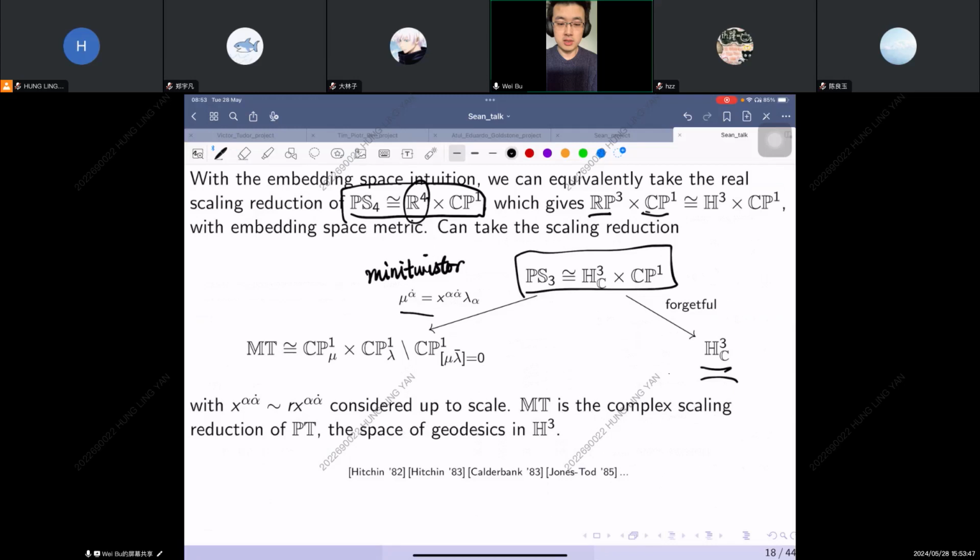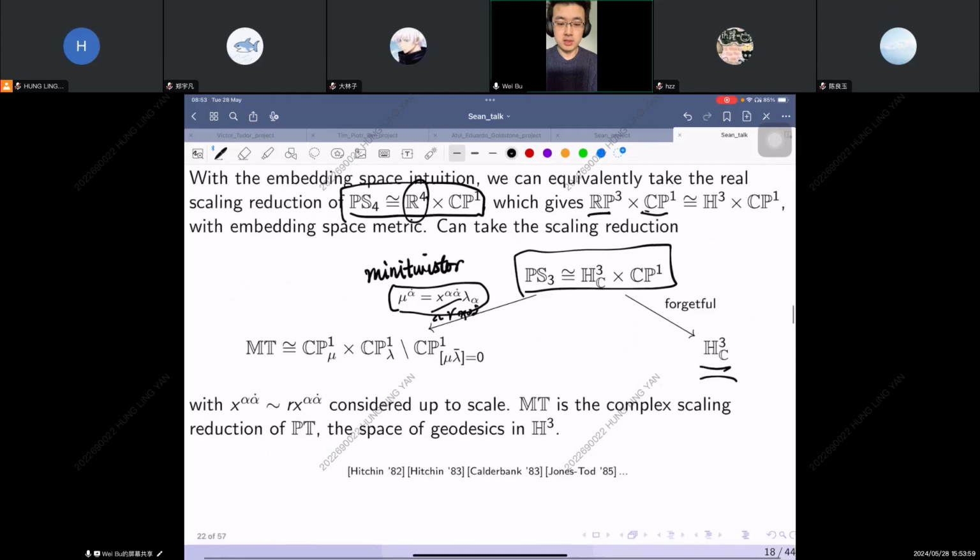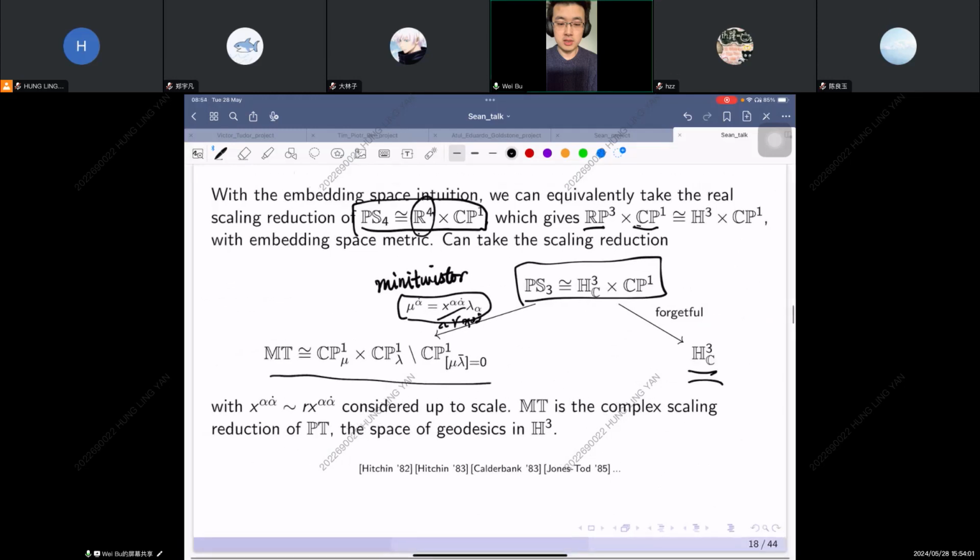And then to the left side is still an incidence relation, but now x is considered up to scale. So the coefficient of this incidence relation is considered up to scale. This is the mini twisted space of Minkowski space. So now it's a CP1 cross CP1, modding out some diagonal CP1.